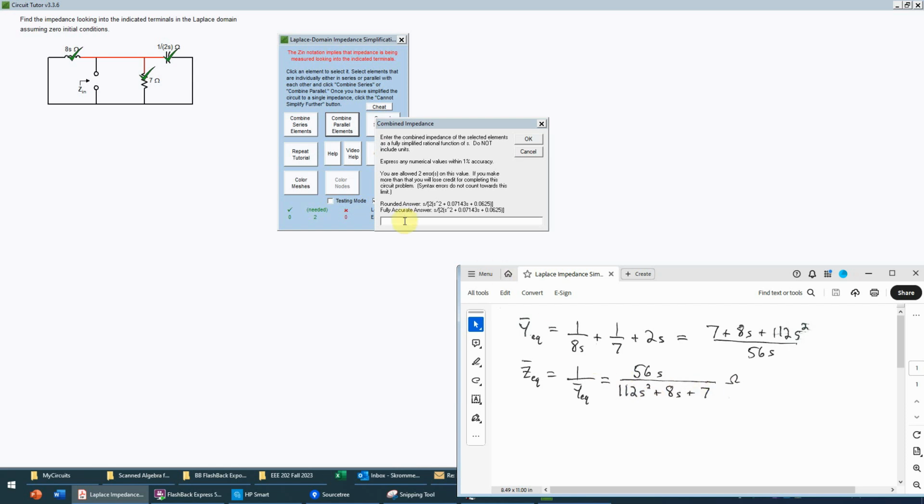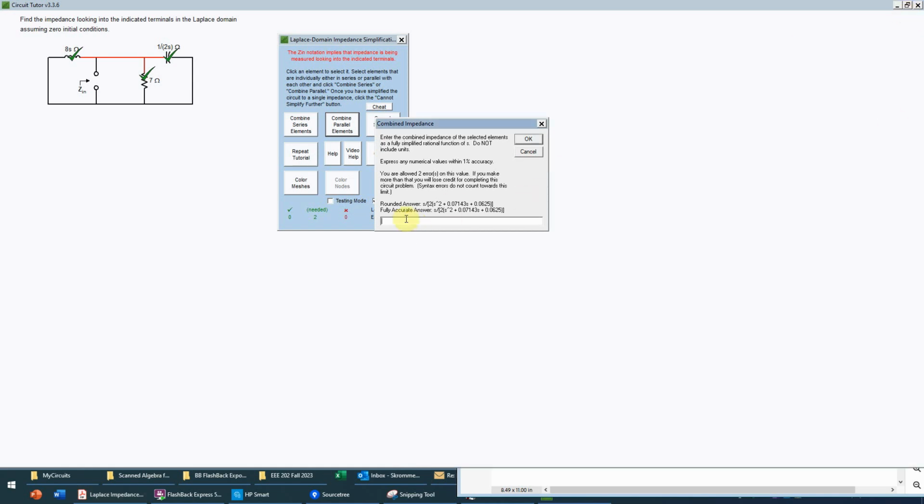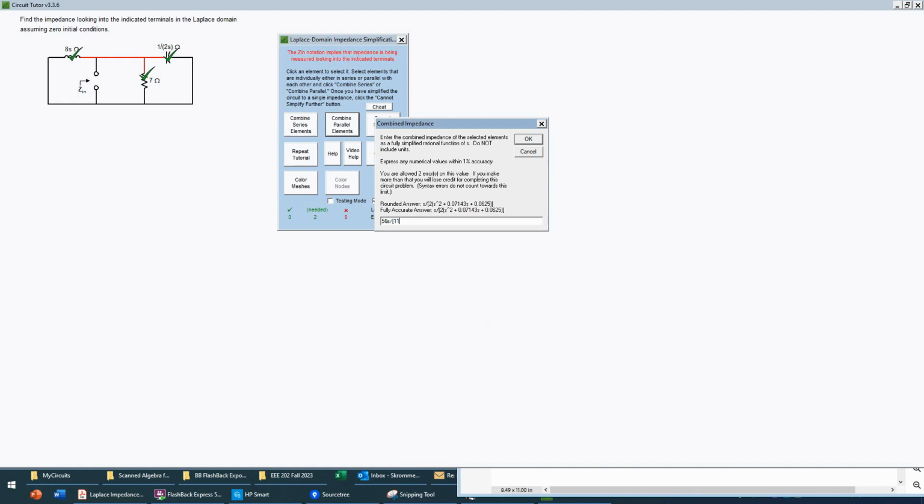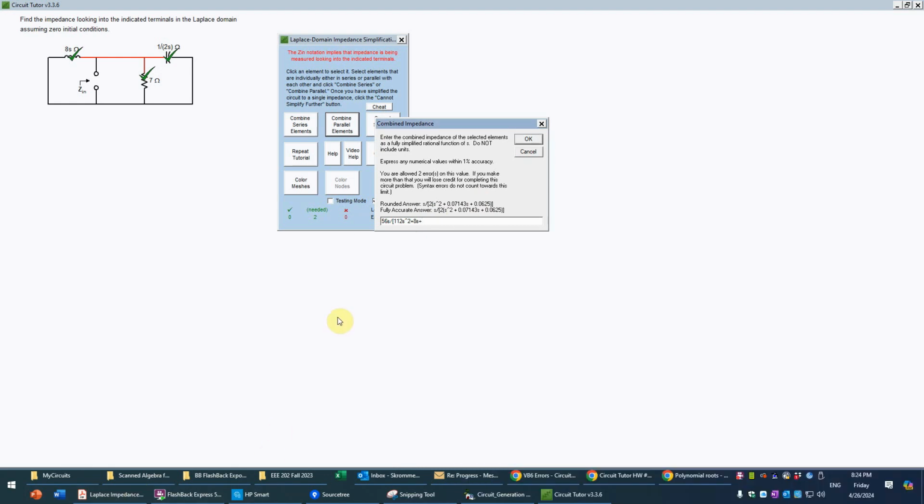That'll save some time. Okay, so I'm going to go here and click on this. I'm just going to have the 56s. And then I'm going to put my denominator here in square brackets, or I could use parentheses. I'll bring that back up to remind myself. So 112s squared plus 8s plus 7. So I have 112 s squared plus 8s plus 7.